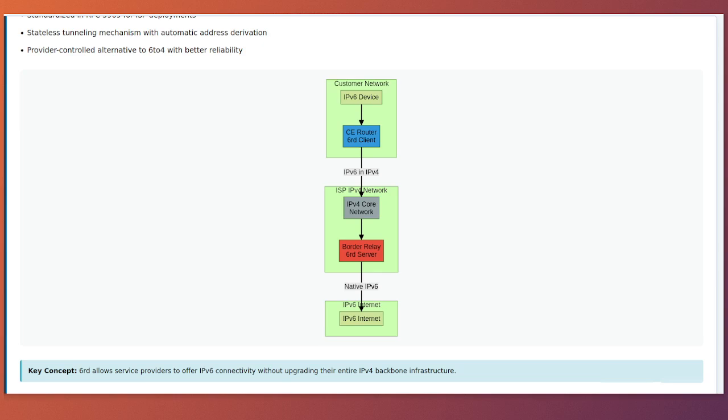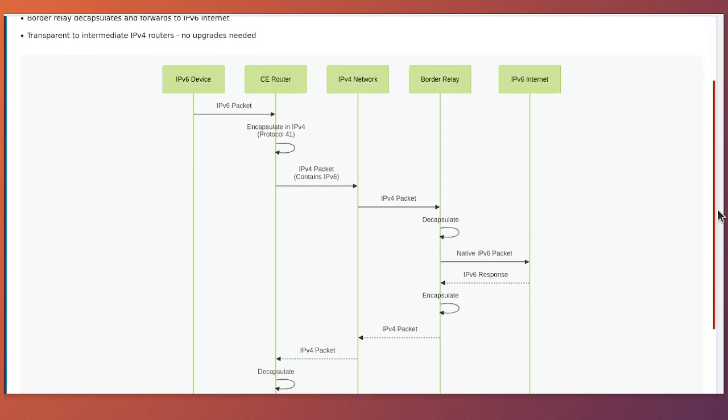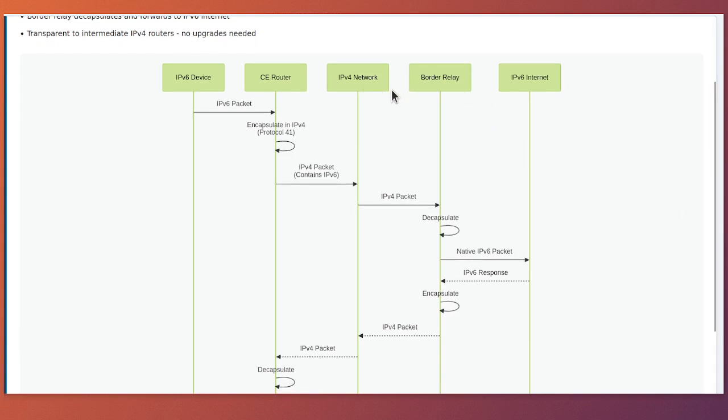How 6RD works. Let's dive into the operational mechanics of 6RD to understand exactly how it enables IPv6 connectivity. At its core, 6RD creates a tunnel between the customer premises equipment, which we call the customer edge or CE router, and the provider edge or PE router at the ISP. This tunnel carries IPv6 packets wrapped inside IPv4 packets. Think of it like sending a letter in an envelope inside another envelope. The inner envelope contains the IPv6 addressing information, while the outer envelope uses IPv4 addresses to traverse the provider's network.